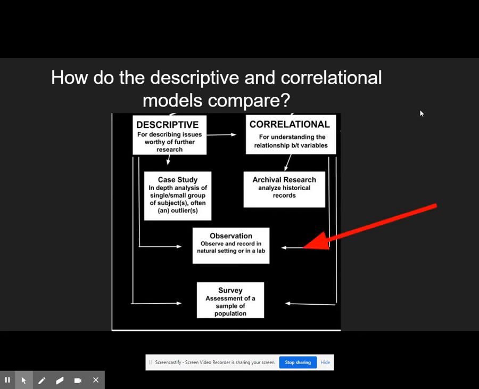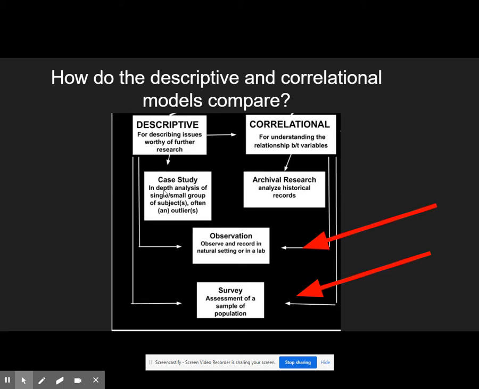So you'll notice that there are two methods that they have in common. The two methods are observation and survey. So no matter what, whether or not you're trying to describe information, so just collect information and describe it, or whether you're trying to draw some sort of conclusion about the relationship between variables, you can use these methods. So in observation, you can either observe it in a natural setting or in a lab, or you can use a survey.